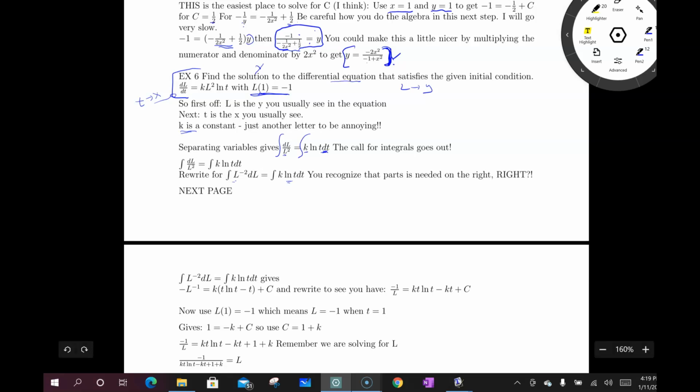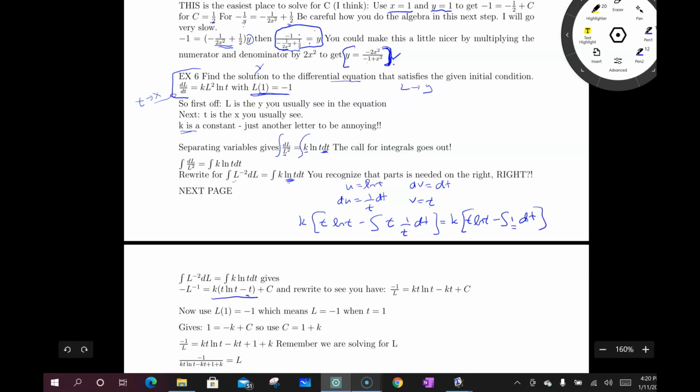And this side here, oh, right, you know how to do the integral of ln. This is where you use parts. You let u equal ln of t, and then dv equal dt. du is 1 over t, v is equal to t. So I'm going to put that k on the outside, so you get uv minus the integral of v du. So you get k times t ln of t minus the integral of 1 dt. So that's just t, so there it is.